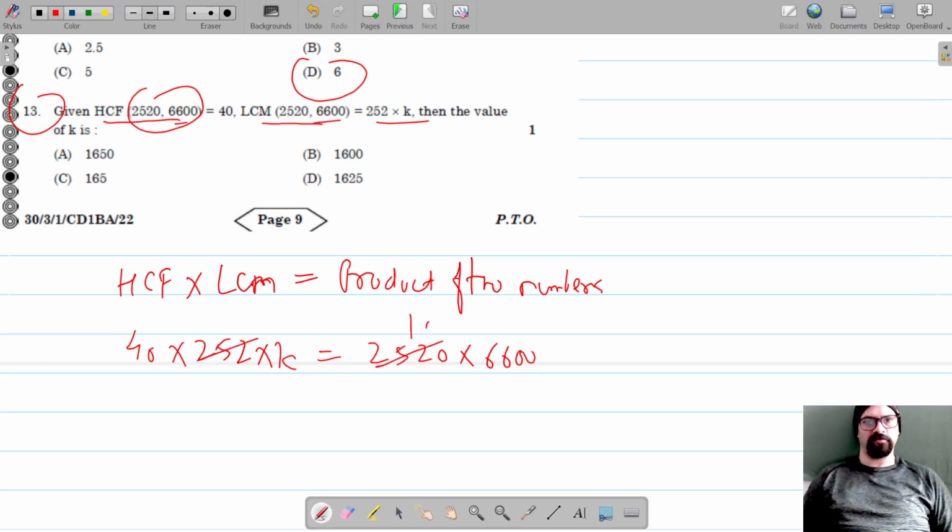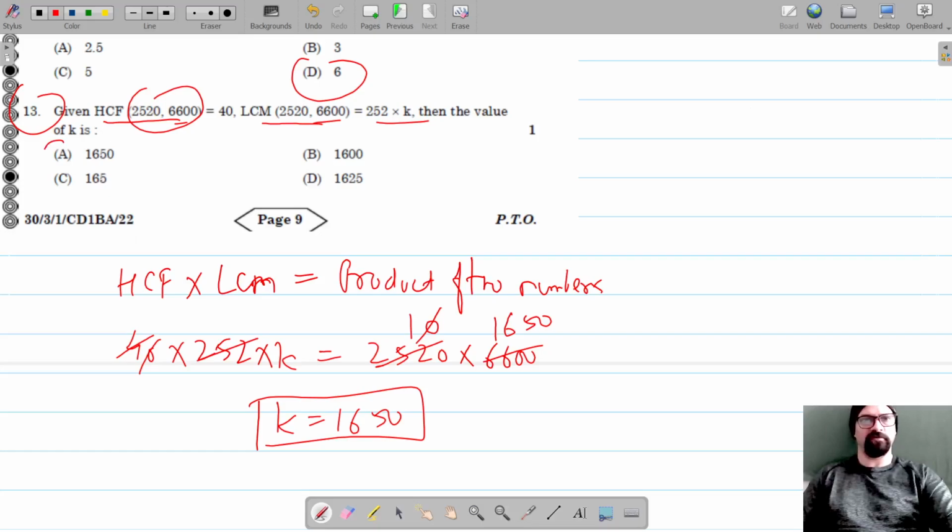This is 10, and if I divide this by 4, so 4 1s are 4, 4 6s are 24, 4 5s are 20. That gives you the value of K as 1650. So 1650, that means option A is the correct answer. Let's move on to the next question, that is question number 14.